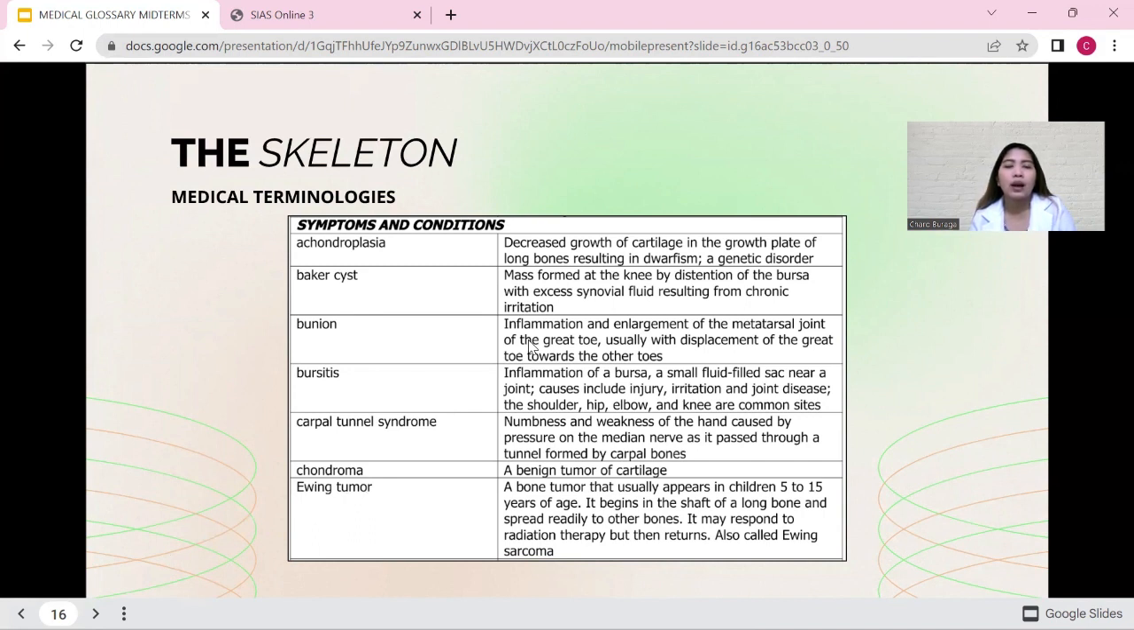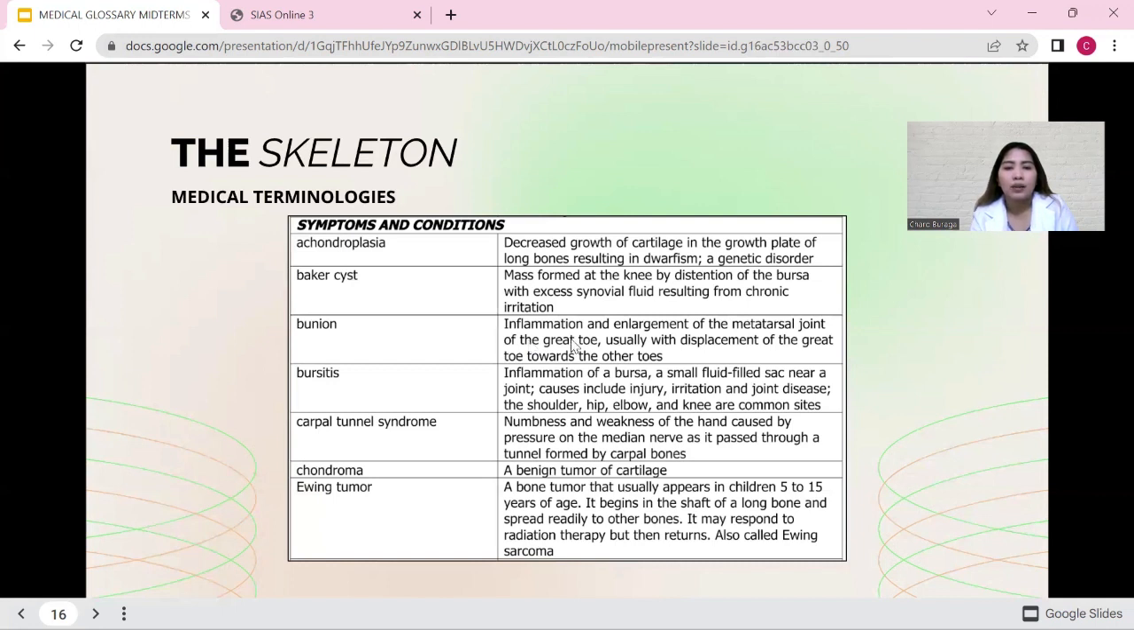Baker's cyst, it is a mass formed at the knee. Okay? Distension of the bursa. Pag inflamed yung bursa, ang tawag dyan ay bursitis. With excess synovial fluid resulting from chronic irritation. Bunion, it is an inflammation or enlargement of the metatarsal joint. Metatarsal joint, kung ito ay carpal, this is metacarpals. Dito sa paa naman, yung toes natin, ito ang tinatawag na metatarsal. Okay?